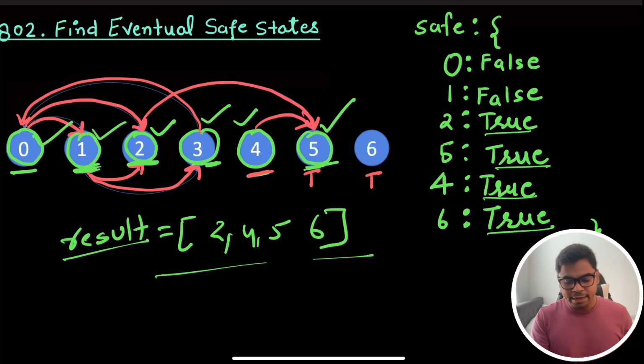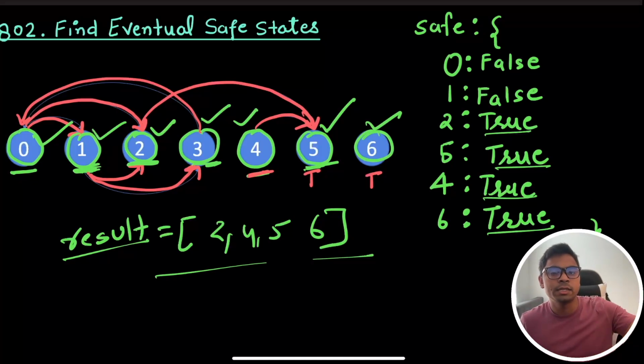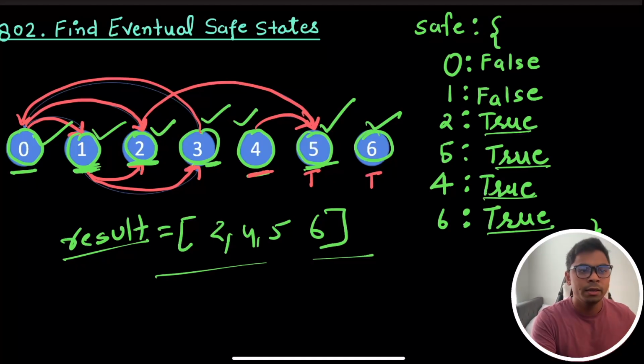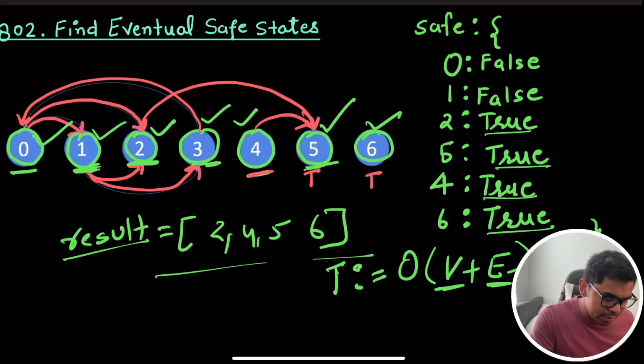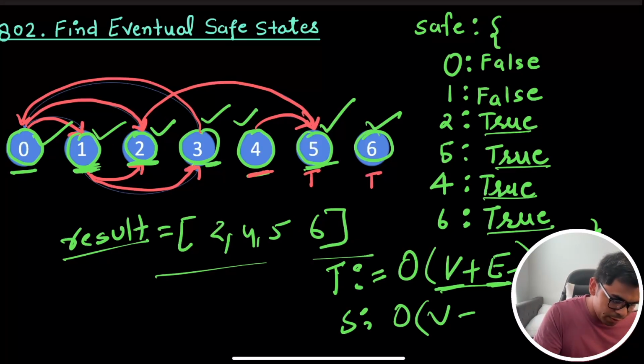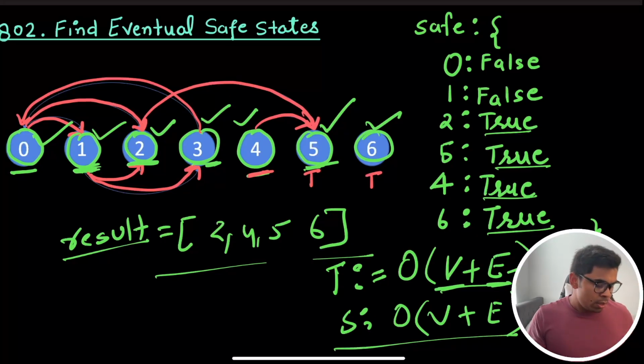So I'll create a result set, and while visiting these, I will add them to my result set if they are returned as terminal nodes or safe nodes. All right, so let's write its code. It's going to be quite simple, and the time complexity here would be big O of V plus E, total vertices plus edges, because that's how we are visiting. Most of the time DFS has a time complexity of V plus E, and the space complexity is also going to be V plus E. All right, let's go and implement our solution.